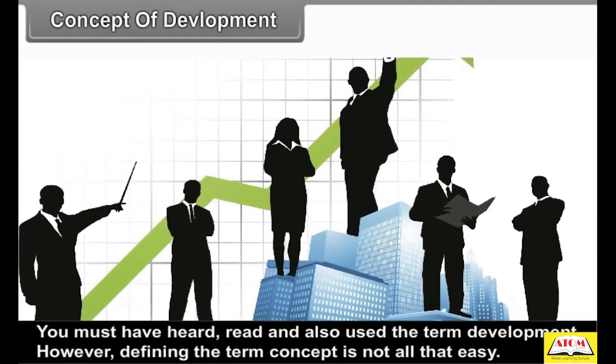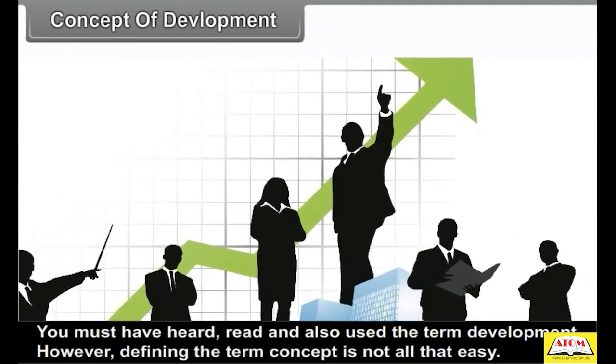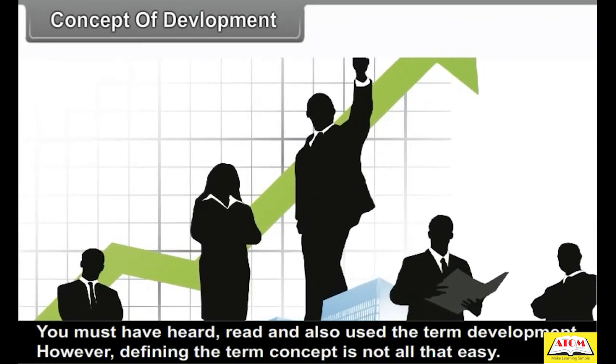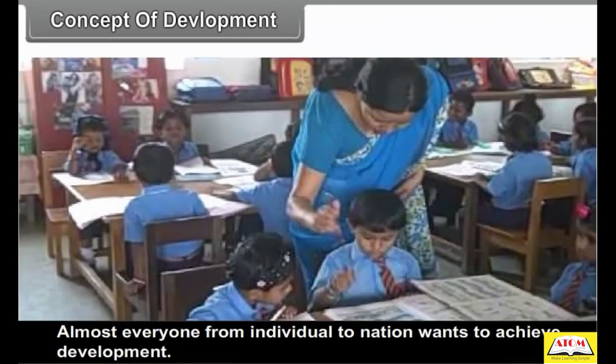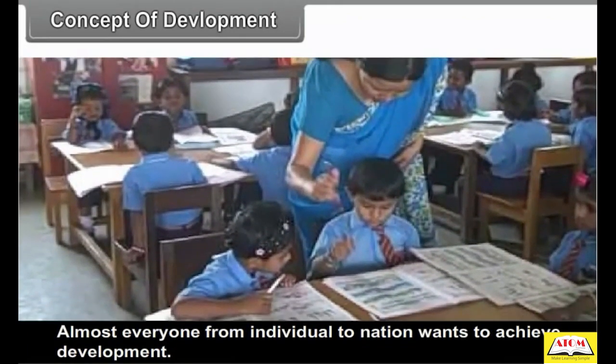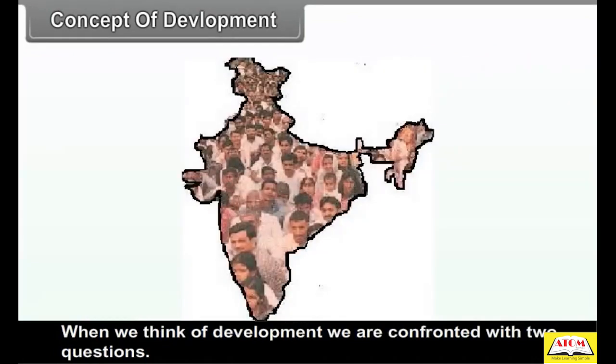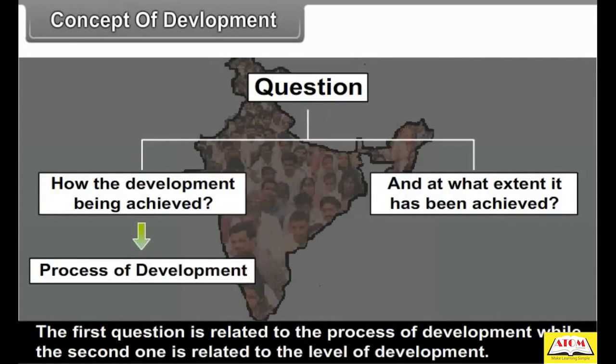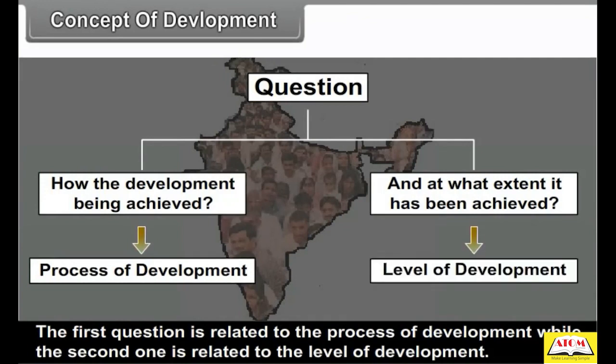(8.1) Concept of development. You must have heard, read and also used the term development. However, defining the term is not all that easy. Almost everyone from individuals to nations want to achieve development. When we think of development, we think of two questions: how is development being achieved? And to what extent it has been achieved? The first question is related to the process of development, while the second one is related to the level of development.